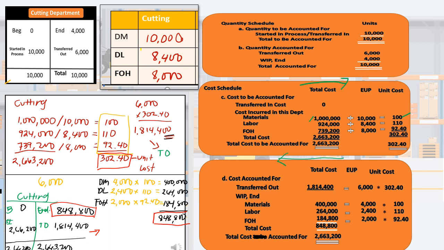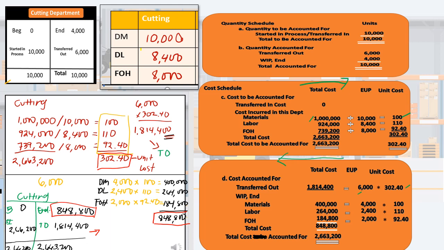So, syempre, dalawa lang naman yung pupuntahan yan kasi ang pinag-uusapan natin is yung right side ng ating T account ng work in process in peso. So, meron tayong transferred out, meron tayong work in process ending. So, unahin na natin yung transferred out kasi given na po yung unit cost nun, i-multiply na lang natin dun sa unit na pinadala natin sa next department. So, sa case natin, ang total unit cost natin ay 302.40. Then, i-multiply mo lang yan by 6,000. So, ang lalabas po nating total cost na transferred out is 1,814,400 which is na-compute din natin last time sa last video.